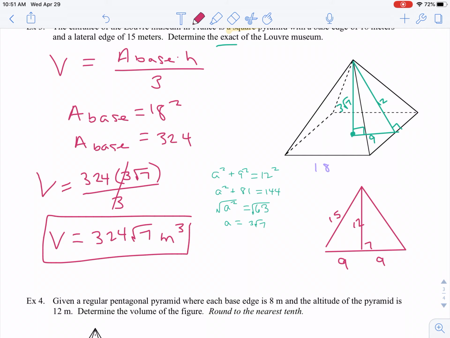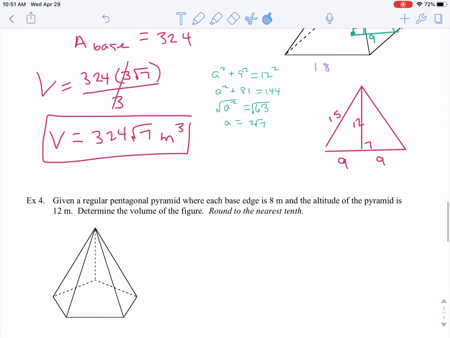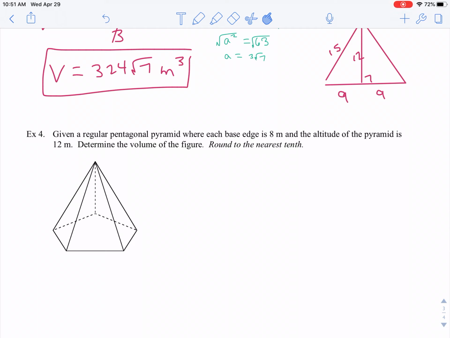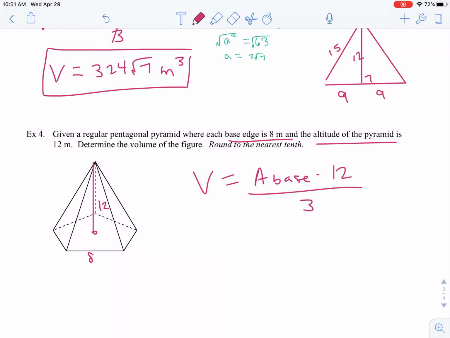All right, we have one last question to take a look at. So in this question, we're given a pentagonal pyramid, okay? And it says each base edge is 8. I'm going to draw that there. And the altitude of the pyramid is 12. So I can actually draw this altitude straight in, and that's 12. So when I'm thinking about my volume formula, I have the area of the base times the height. I already know the height because they gave it to me, divided by 3. Okay, so I have this set up. So really, I just have to find the area of the base.